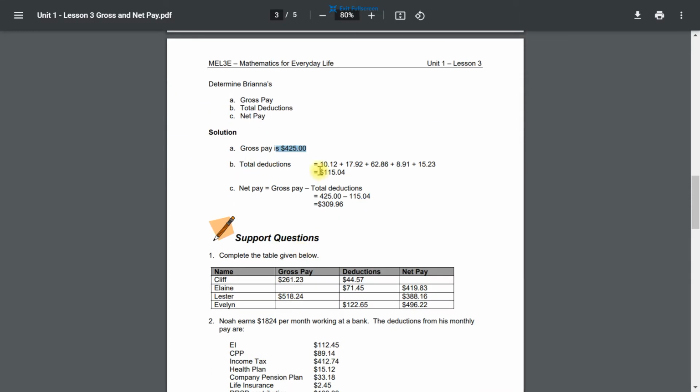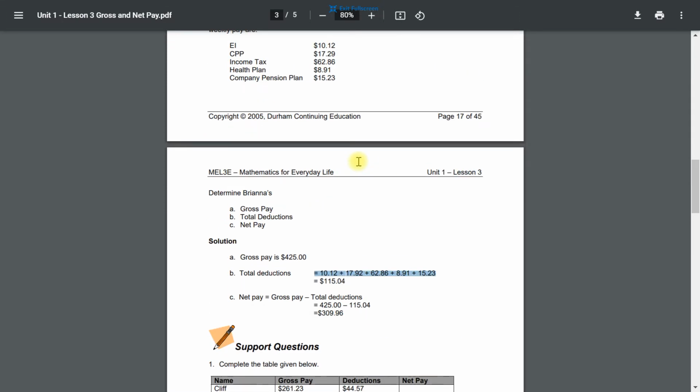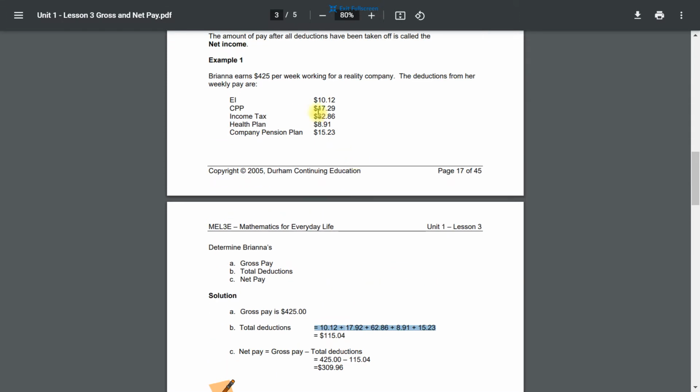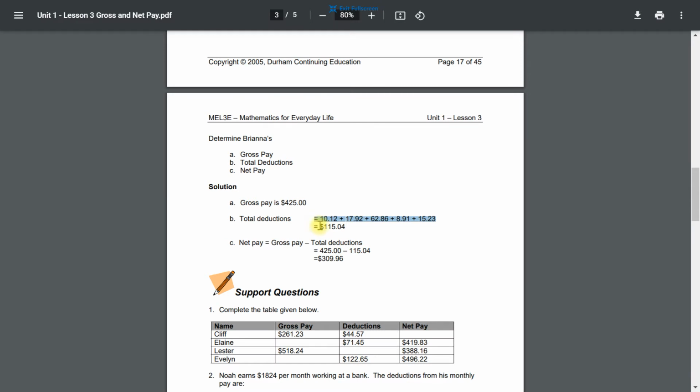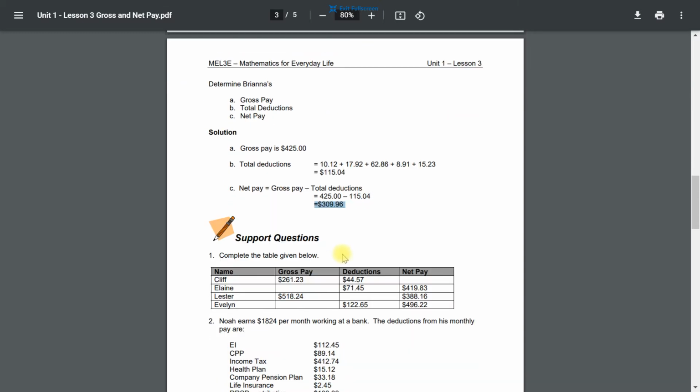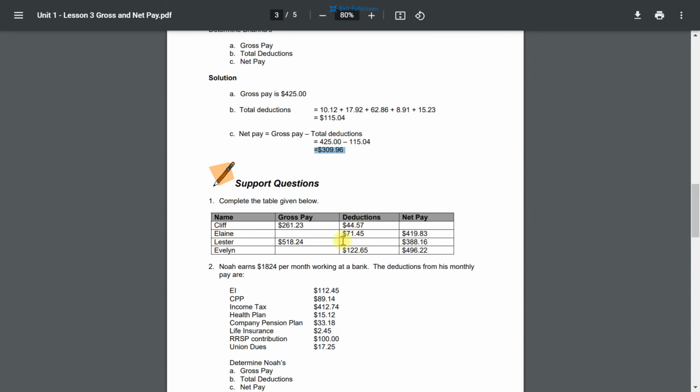Total deductions, so we've added all those up. So we've added the $10.12, the $17, the $62.86, the $8.91, and the $15.23. Those were all added up. Again, you can see they're vertical here, and here we've added them horizontal. That's just the only difference, but they total to 115. So our net pay would be the 425 minus the 115, which gives us $309.96.